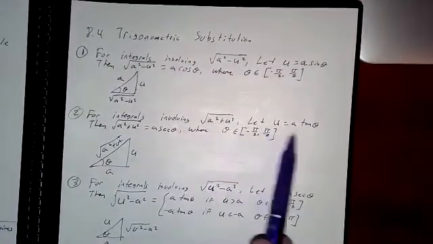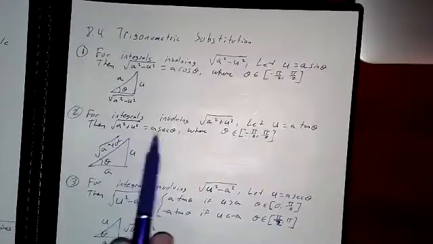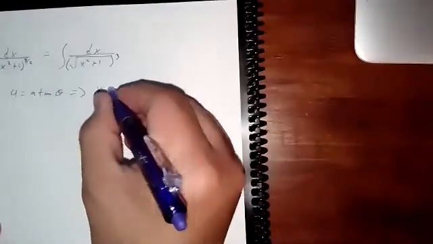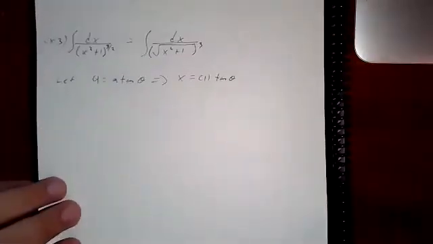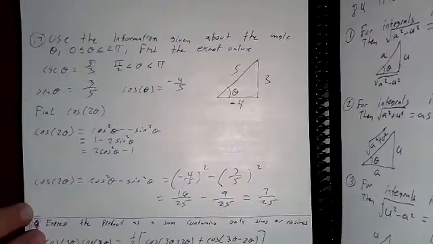So I'm going to let u equal a tan to start, and then I'm going to remember this fact and start filling in the pieces that I need. So let u equal a tangent theta, which implies that x is equal to 1 tangent theta, because this is just a 1. Then they also say that a secant is equal to this.